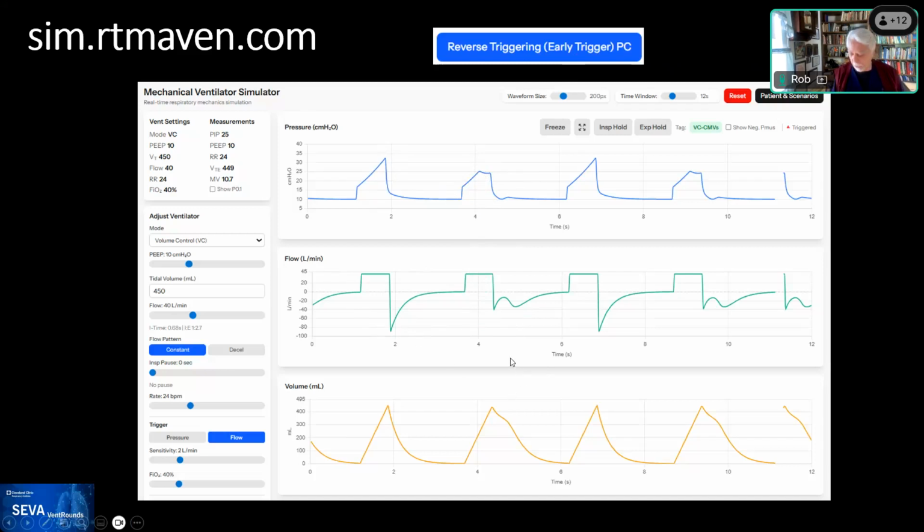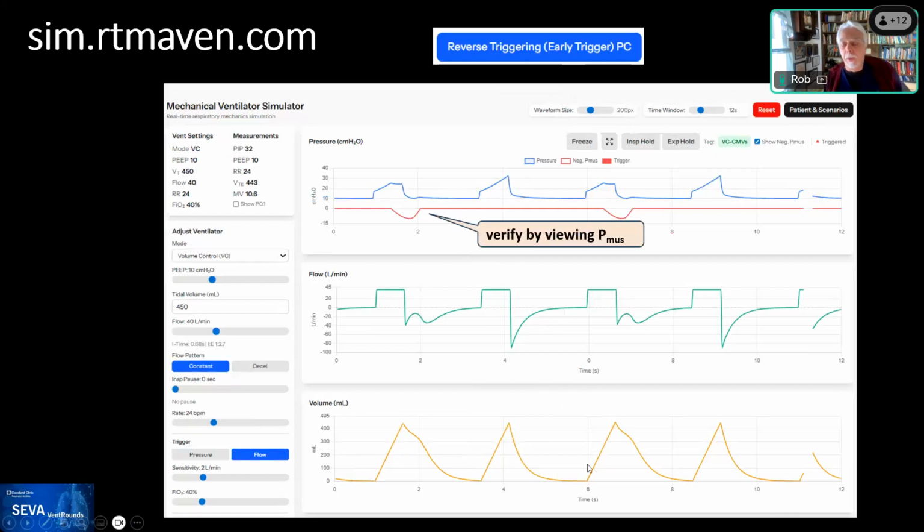Now, how can we check the reality of that, the truth of that? Well, this simulator lets you plot PMUS, which you wouldn't see on a ventilator, but you would see on a simulator like, for example, the ASL 5000 or other simulators that give you PMUS. So now in red, we see this inspiratory effort happening here. And we see that it started in the middle of the breath and continued till well after the ventilator cycled off. So this is causing this clipping, and this part of the inspiratory effort is causing this distortion.